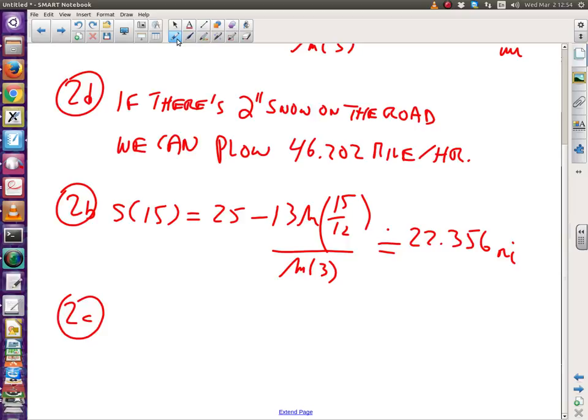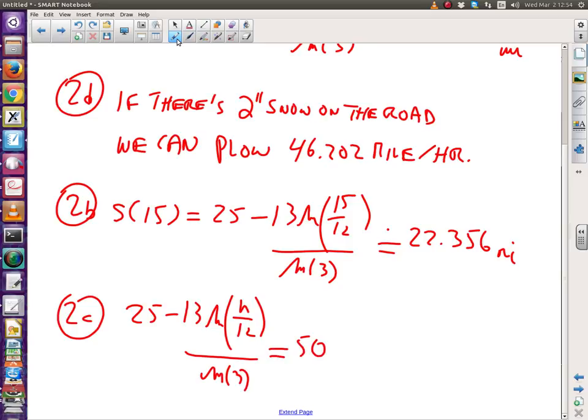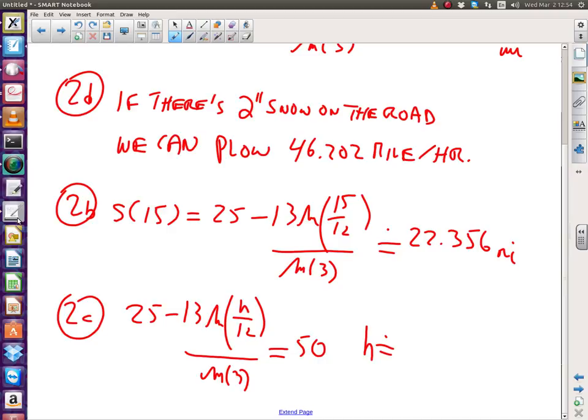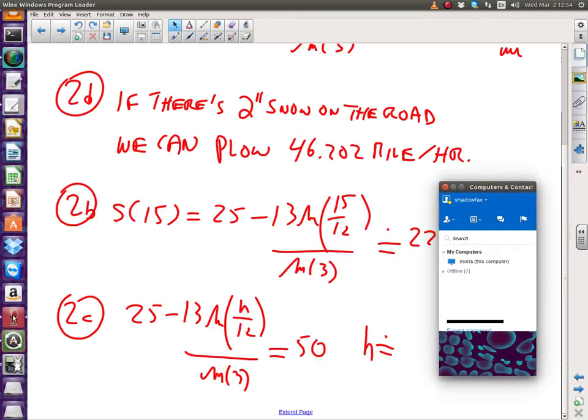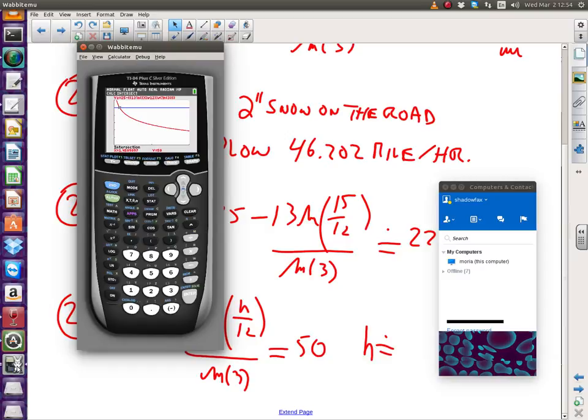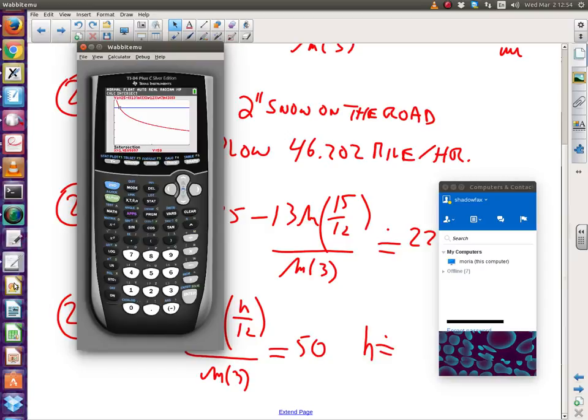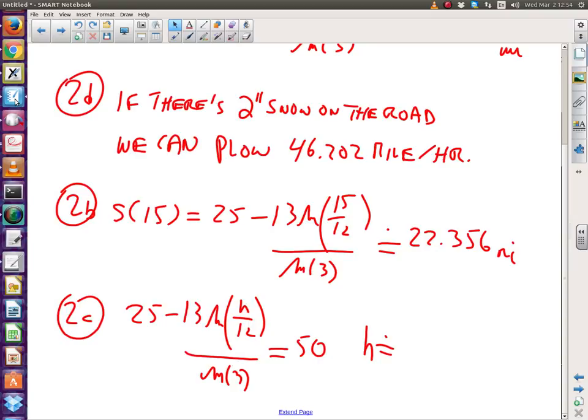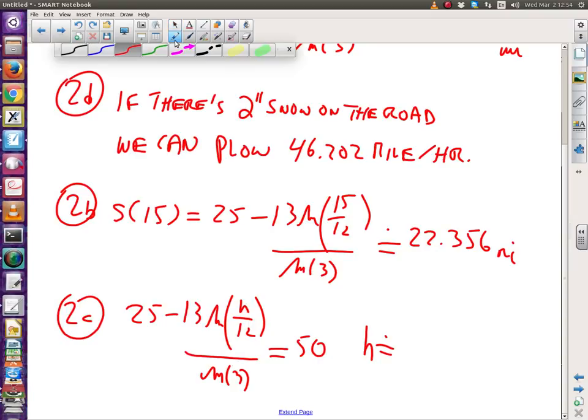So if we set the function given, 25 minus 13 ln of h over 12 over ln of 3 equal to 50, we got h was approximately, oh gosh, what was it? Where did it go? There it is. 1.451. Don't forget, inches of snow on the road.